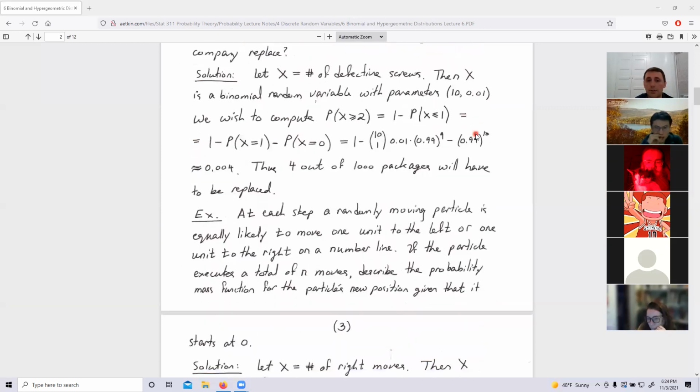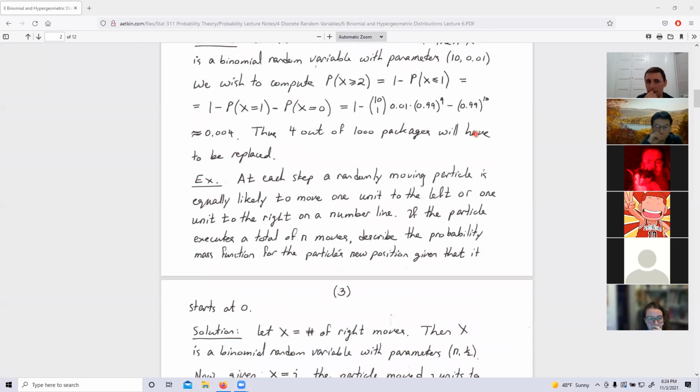Here is another example. At each step, a randomly moving particle is equally likely to move 1 unit to the left or 1 unit to the right on a number line. If the particle executes a total of n moves, describe the probability mass function for the particle's new position, given that it starts at 0. So let's do it together.